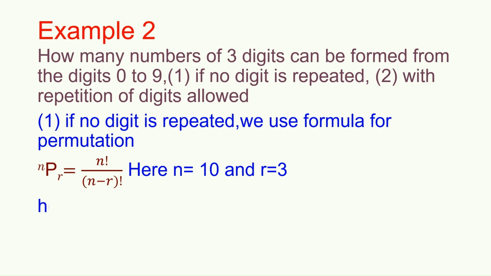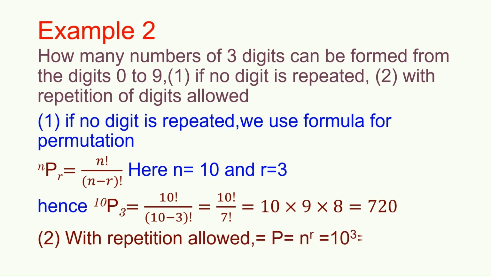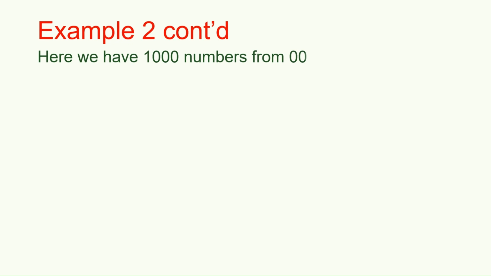Here n equals 10 and r equals 3, hence 10P3 equals factorial 10 divided by factorial 10 minus 3 equals factorial 10 divided by factorial 7 is equal to 720. 2. With repetition allowed. P equals n to the power of r equals 10 cubed equals 1000. Here we have 1000 numbers from 0 to 999.